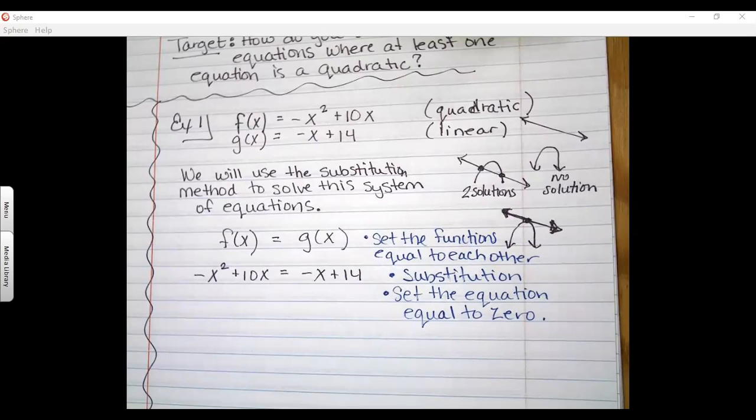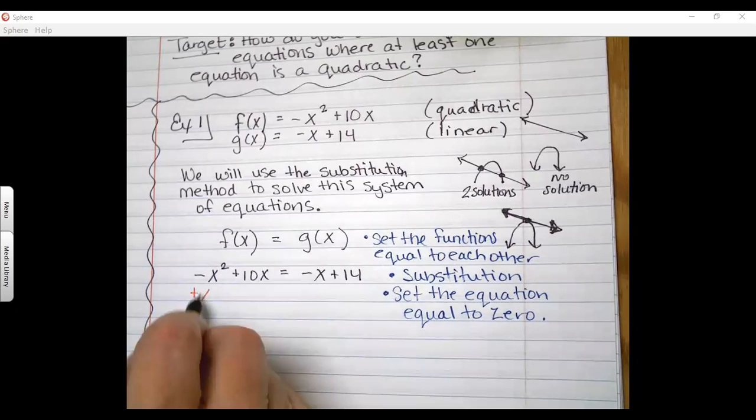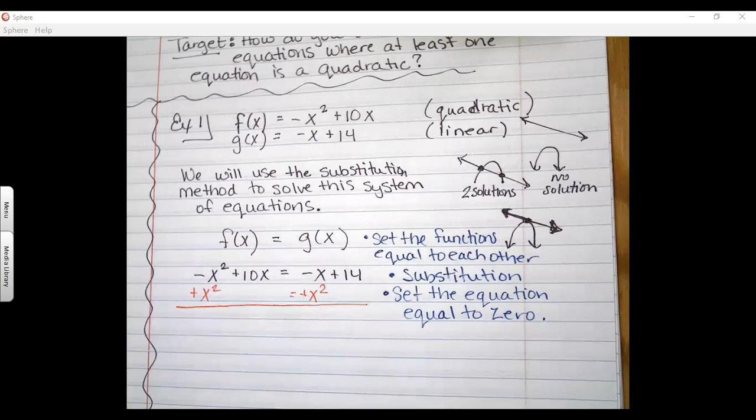You could do this in one step, but for the first one, let's just do it one step at a time. So negative x squared plus x squared cancels on the left. And then I have 10x equals, be careful here, are negative x and x squared like terms? No, so you cannot combine them. So out of x squared, negative x and positive 14, what term would come first? X squared, and then negative x plus 14.